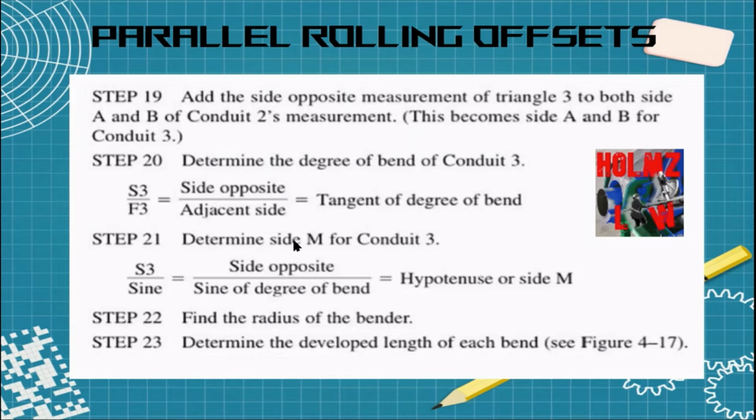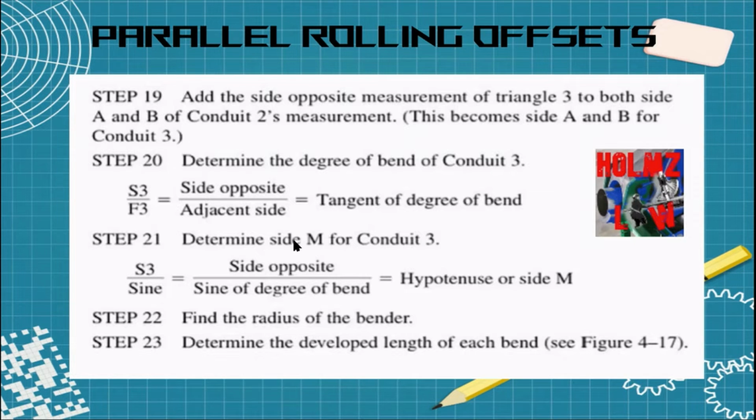Anyhow, step 20, determine the degree of bend of conduit number 3. There we go again, going back to the third one, same thing. Side opposite divided by adjacent side, you get the tangent of the degree of bend. You take that tangent and put it into the formula for the next step, which is your side opposite divided by the sine. You come up with the hypotenuse, and so on and so on.